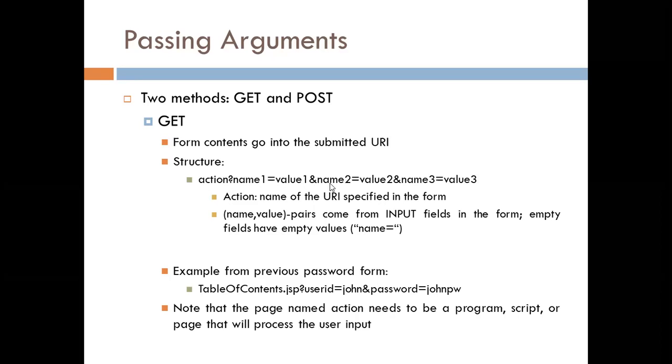Name1 is equal to value1, ampersand, name2 is equal to value2, and name3 is equal to value3. Where name1, name2 and name3 are the elements we had in the form, and value1, value2 and value3 are whatever we have typed. So by looking at the URL, we can easily identify what the user has typed in the form.